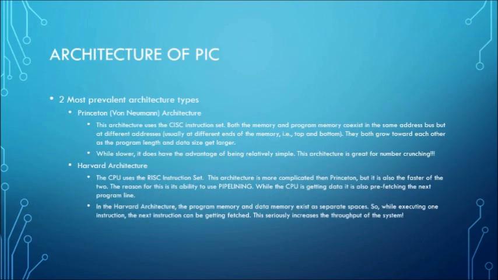Today I will talk about the architecture of the PIC microcontroller. There are two most common architecture types used in the PIC microcontroller. The first one is the Princeton architecture, which is also called von Neumann. This architecture uses the CISC instruction set, which stands for Complex Instruction Set Computer.